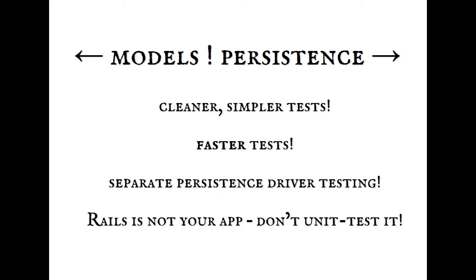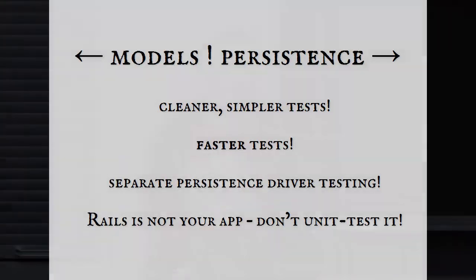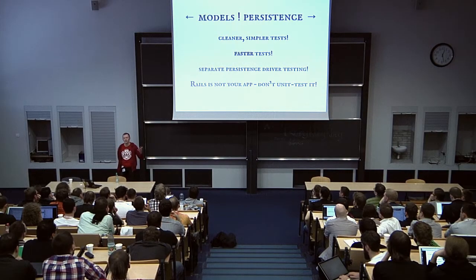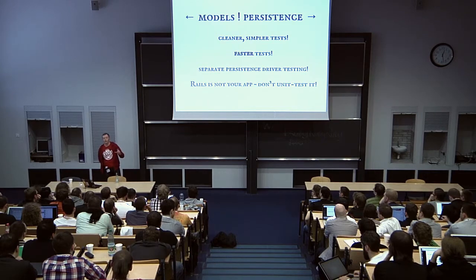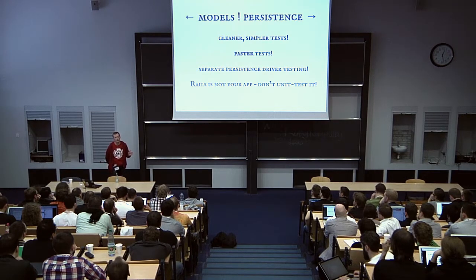And Rails is not your app, don't unit test it. Basically, if your models inherit from active record, you basically test active record. And they also get all kinds of stuff like the whole find protocol, which is somewhat hard to test if you want to test it extensively. There are a lot of options to find, and it's hard to test it extensively.